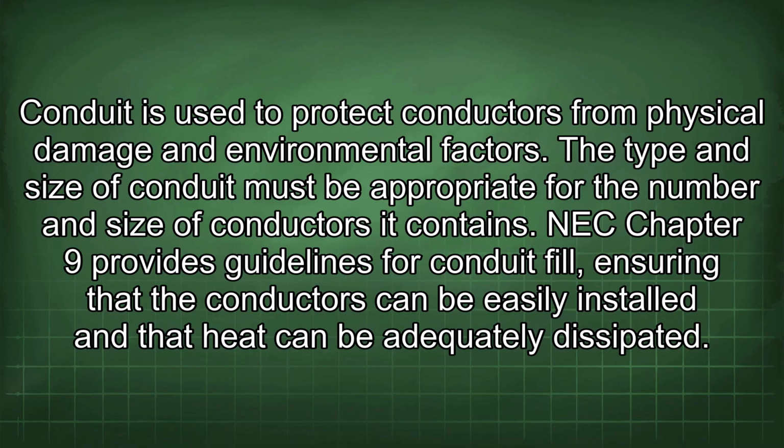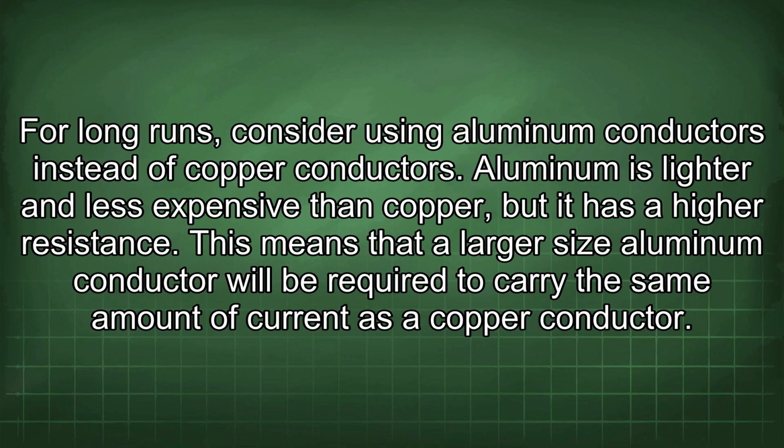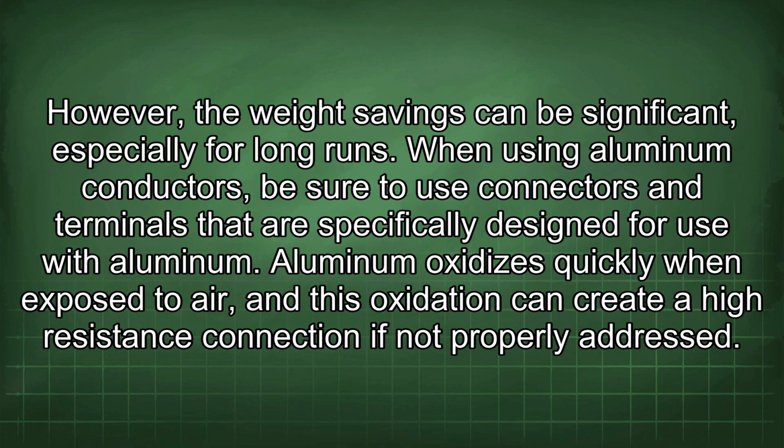Conduit is used to protect conductors from physical damage and environmental factors. The type and size of conduit must be appropriate for the number and size of conductors it contains. NEC Chapter 9 provides guidelines for conduit fill, ensuring that the conductors can be easily installed and that heat can be adequately dissipated. For long runs, consider using aluminum conductors instead of copper conductors. Aluminum is lighter and less expensive than copper, but it has a higher resistance. This means that a larger size aluminum conductor will be required to carry the same amount of current as a copper conductor. However, the weight savings can be significant, especially for long runs.